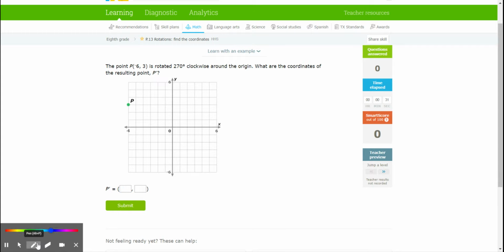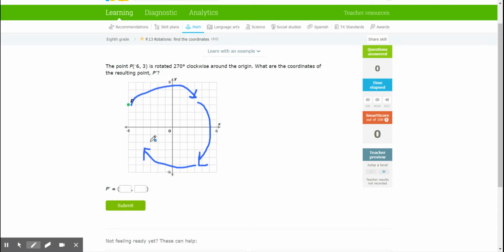So when I think about 270 degrees clockwise, that means it's 3/4 of the way around the coordinate plane in the way that the clock moves. So there's 1/4, that's 90 degrees. There's 2/4, that's 180 degrees. 3/4 will be 270 degrees.